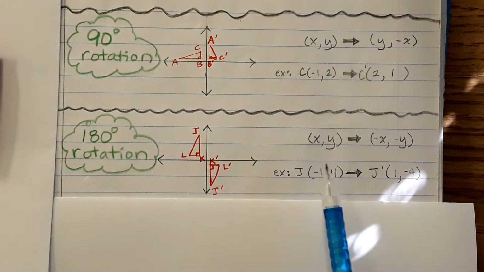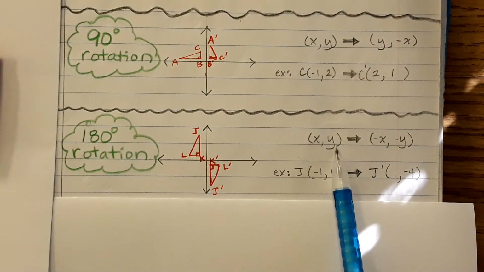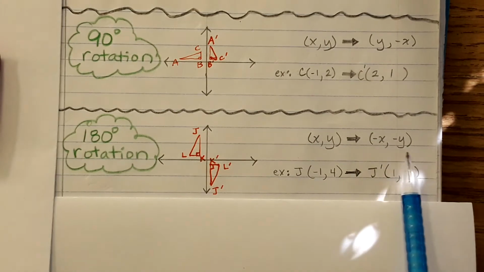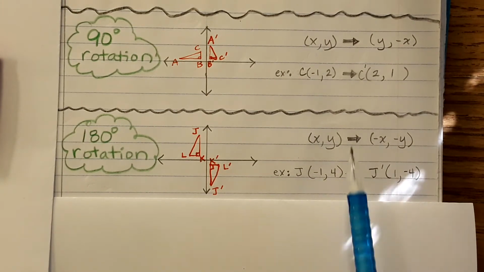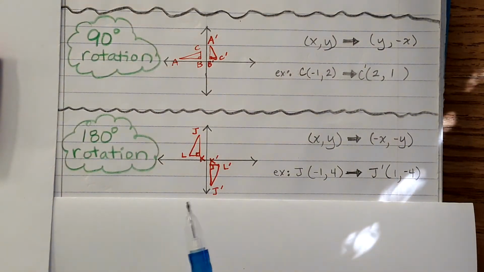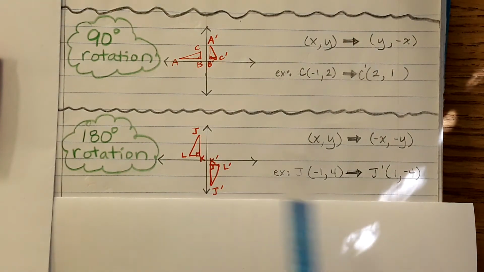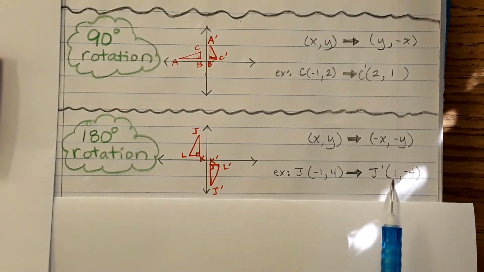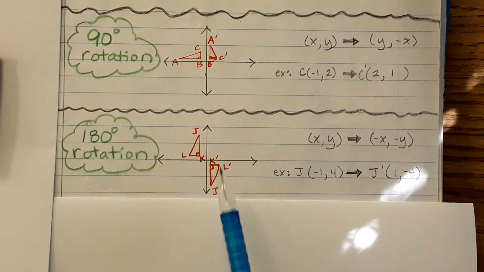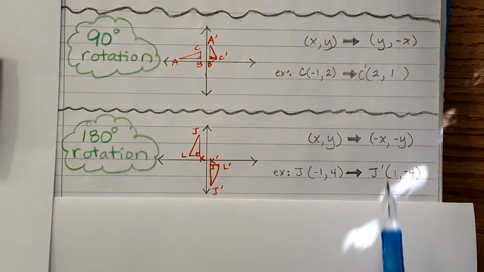So the form for this kind of rotation is I take my x and y values, and it's the opposite of each value. Think about how that can make sense, because you're pointing in the opposite direction with 180 degrees. So if J is (-1, 4), that's from the origin to the left 1 and up 4, J prime is going to be (+1, -4), +1 to the right, -4 down. It's the opposite of each value.